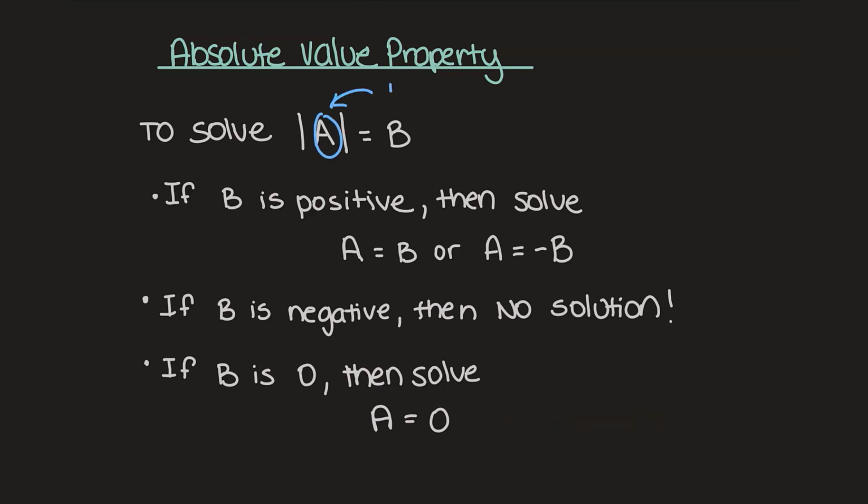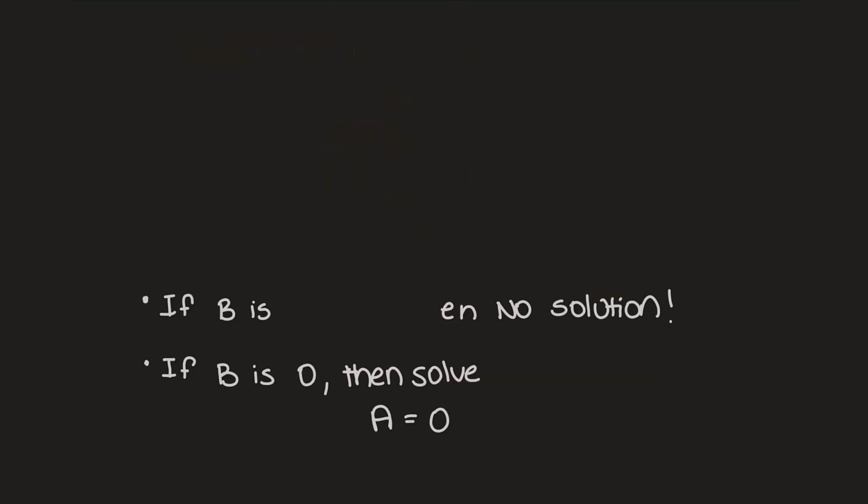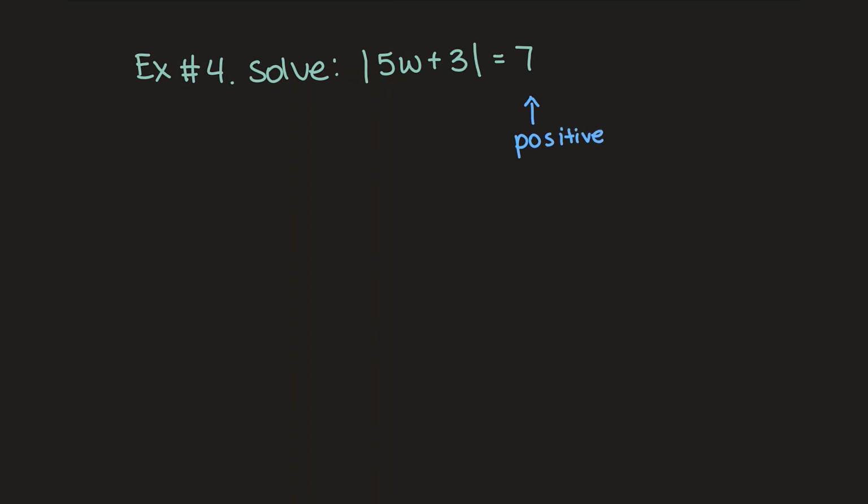By the way, this A can be either a single variable or an expression. So let's try an example with A being an expression this time. We wish to solve the following absolute value equation for W. Since the side opposite to the absolute value is a positive number, we can just use our first property to solve this. So we break this up into two problems.